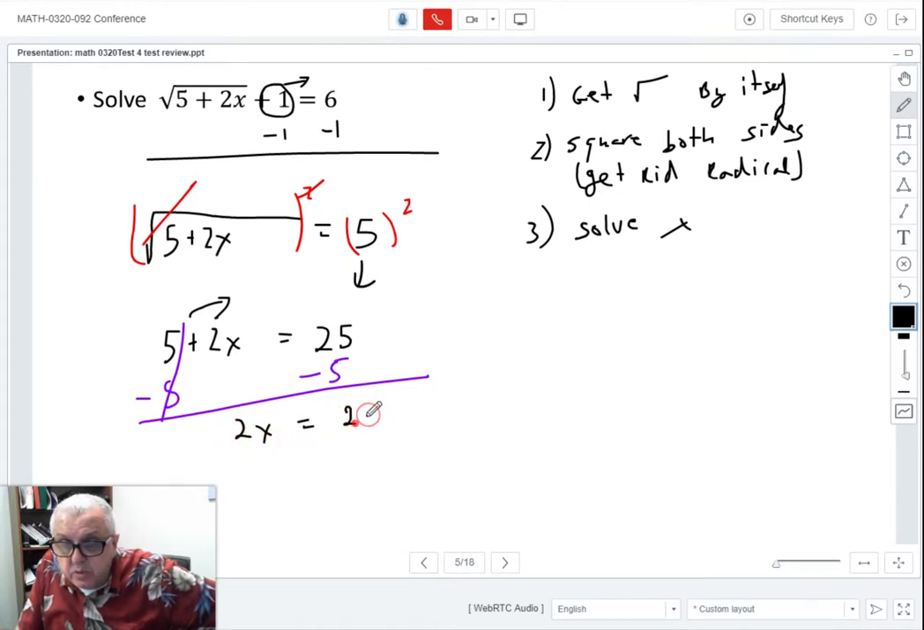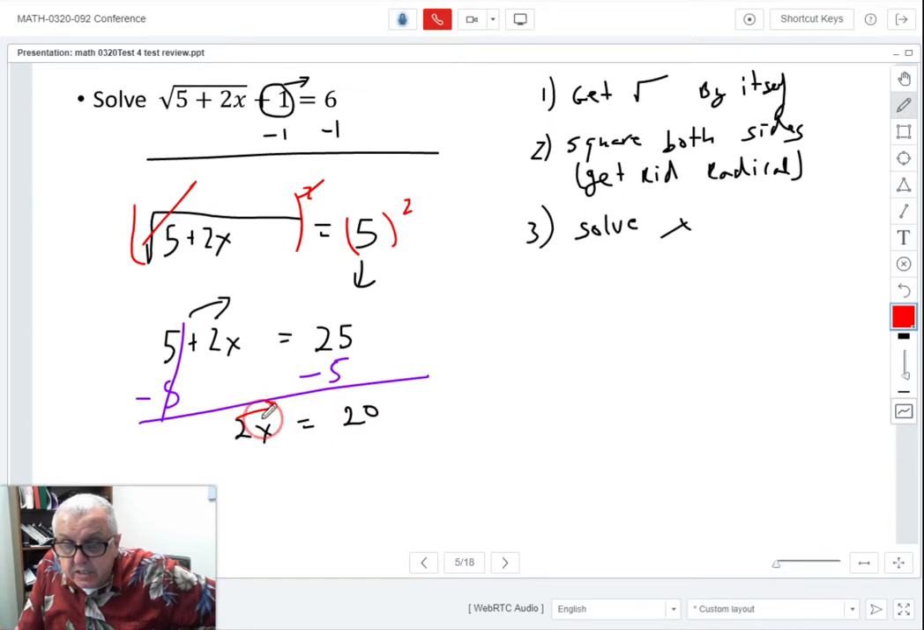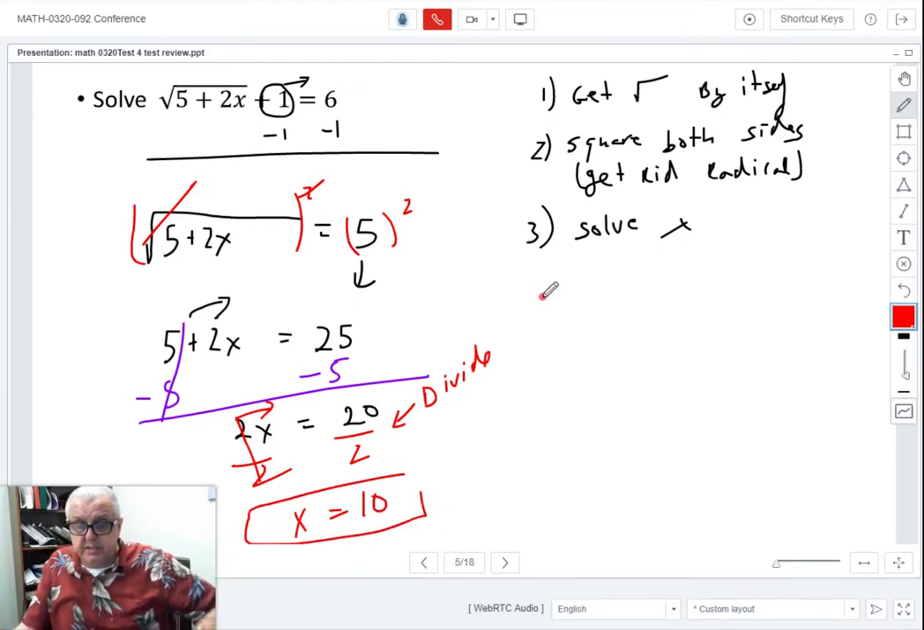Twenty-five minus 5 is 20. Then I'm going to get rid of the 2. It's multiplying times the x, so if I divide both sides by 2, 2 divided by 2 is 1x, and 20 divided by 2 is 10, and that's my answer.